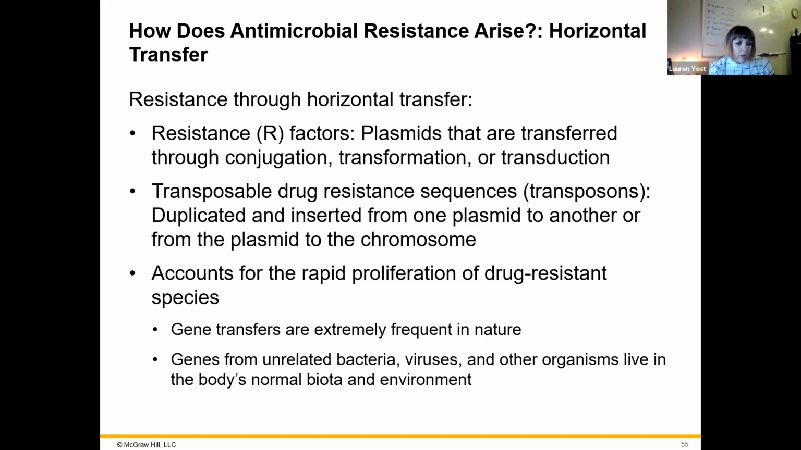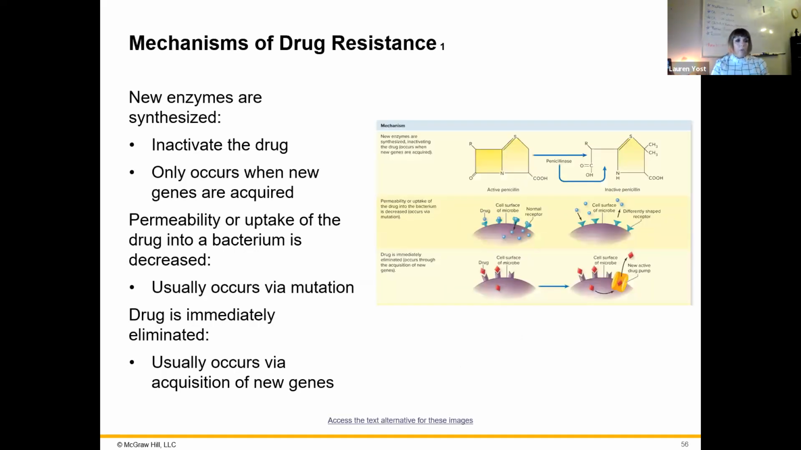Rapid proliferation of drug resistant species, the gene transfers are extremely frequent in nature. So if you have one guy that has the gene that protects it, it's more likely that you're going to have more than one eventually, like they're going to multiply pretty freely and quickly, right? So gene transfers are very frequent in nature and just naturally. And so that is more likely to transfer the drug resistance as well. And genes from unrelated bacteria, viruses, and other organisms live in the body's natural, normal biota and environment as well. So they can be exposed that way.